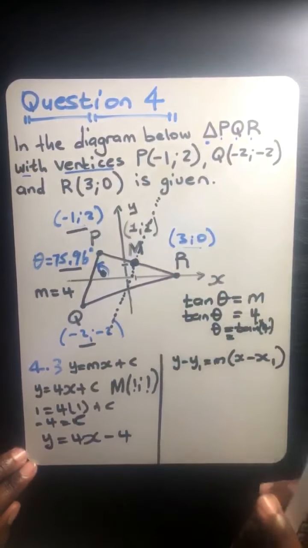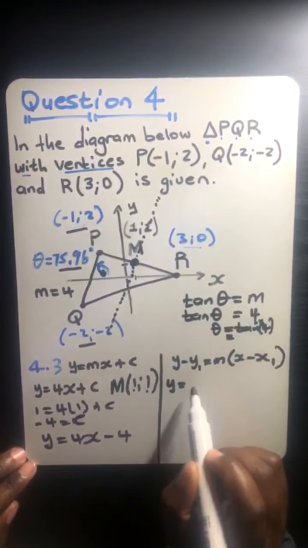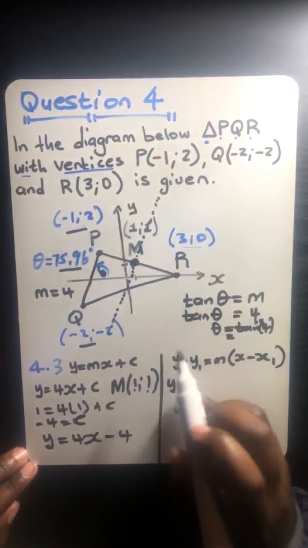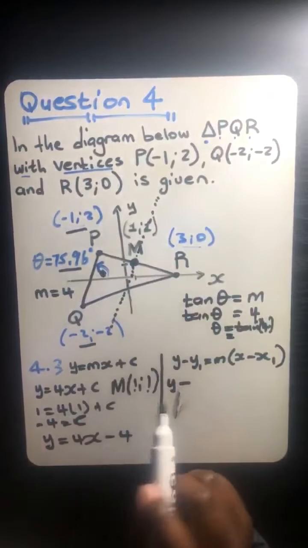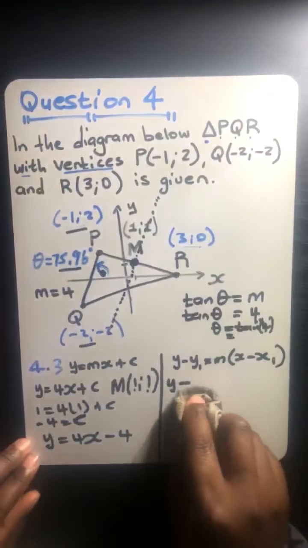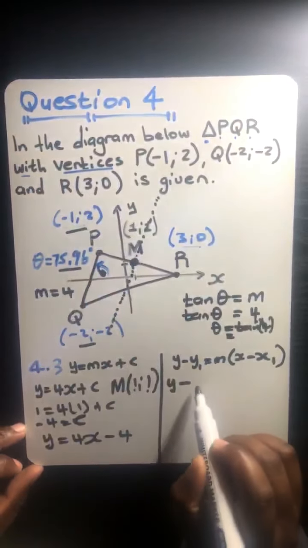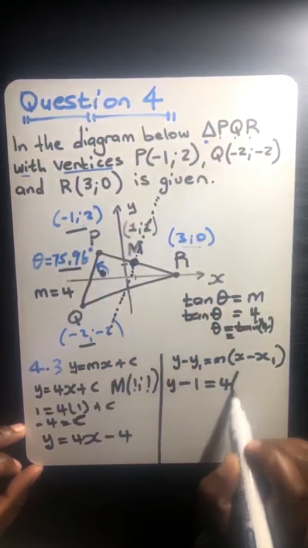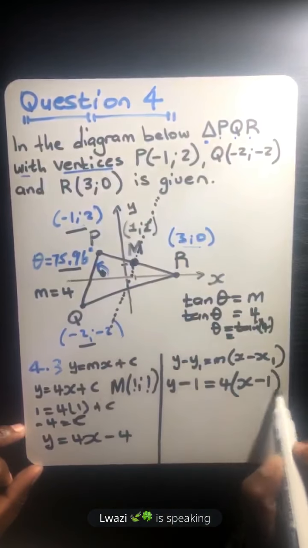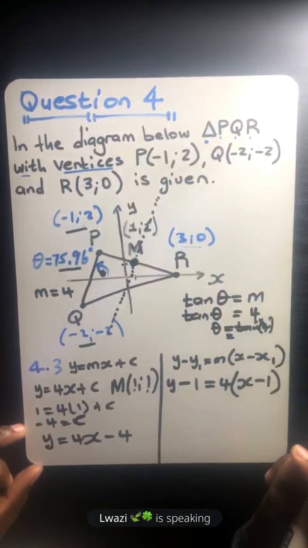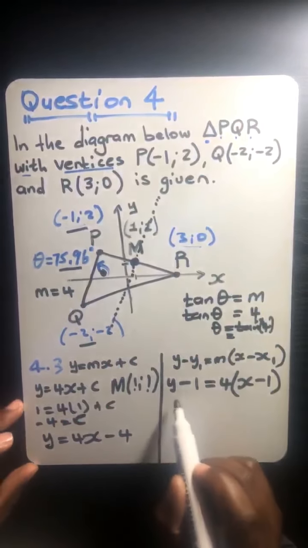Otherwise, if at your school they taught you using this formula, it simply means this is y as it is, you minus. What are you minusing there? You minus the value of the coordinates of M, because that's where it is passing through. So what is the y value there? It is 1. It equals, we know this is 4, times x minus the x value there, which is 1. So now you just need to rewrite this.